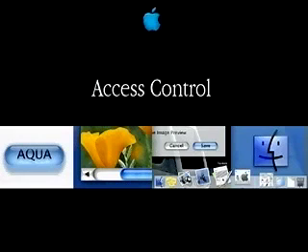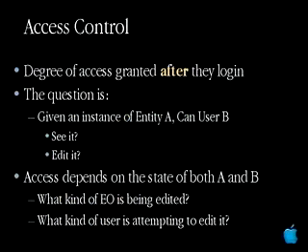Okay, access control. Now this is the notion of, okay, they've gotten into your application. Now what? Do they just get to walk all over everything and see everything they want? I think, in my experience, it's come down to answering 2 questions, and it comes down to your EOs answering these questions. Given an instance of entity A, can user B see it, and if so, edit it? And this access depends on the state of both of these things. What kind of EO is being edited, and what kind of user is attempting to edit it.